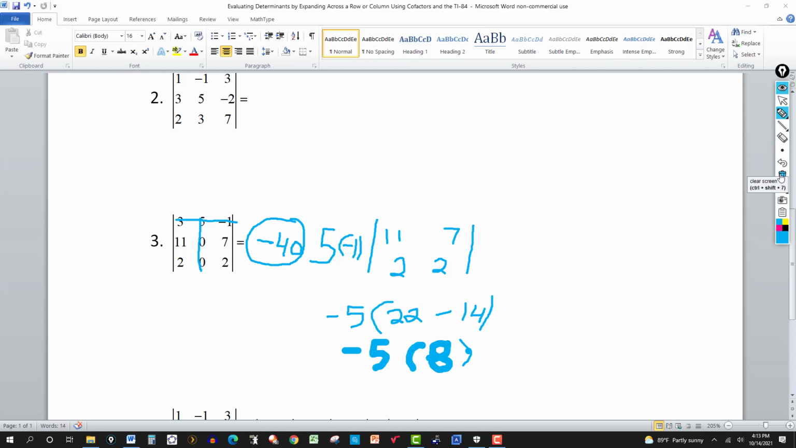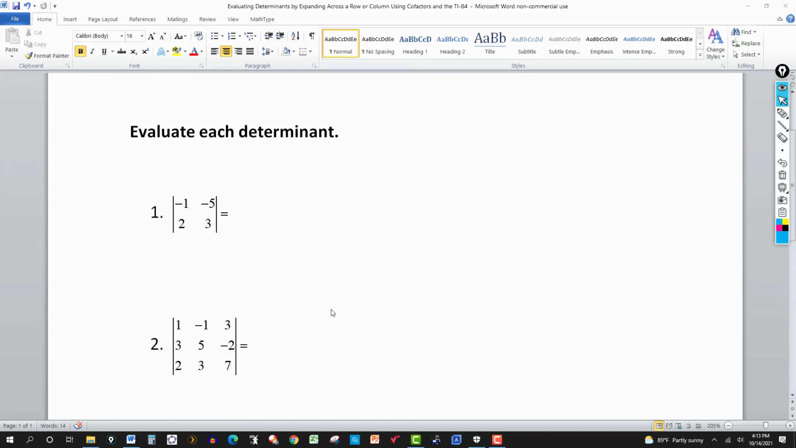So let's clear this. Go back to this one right here. Let's say I wanted to evaluate this, and I wasn't allowed to use a calculator. Then I would pick a row or a column with at least one entry being a 1. I could pick the first row here and use that. I could pick the first column that has a 1. You want a 1 or a negative 1. I could also pick the second column because it has a negative 1. But I'm going to pick the first column with a 1 right there.